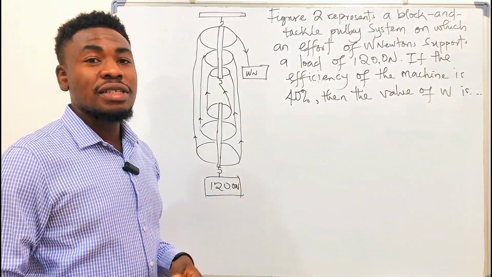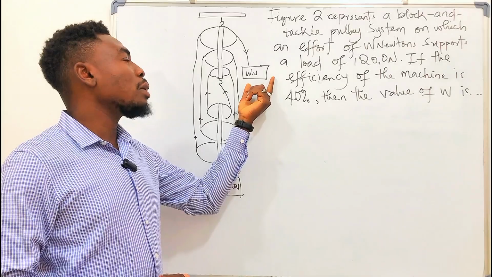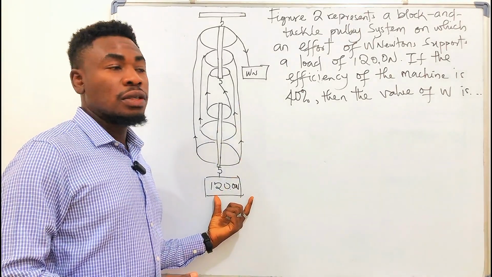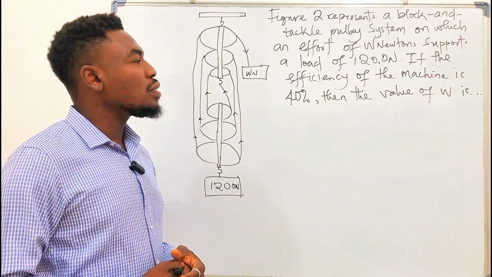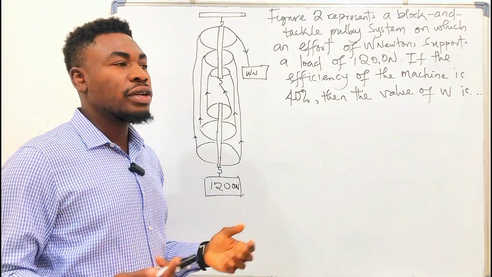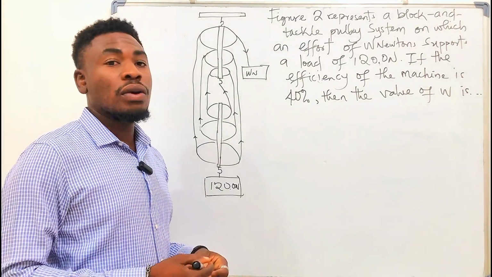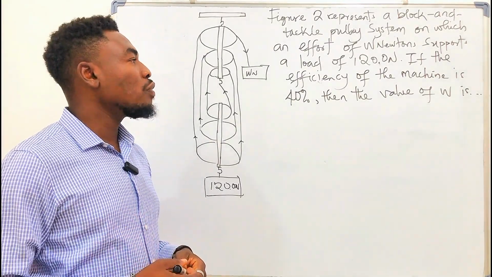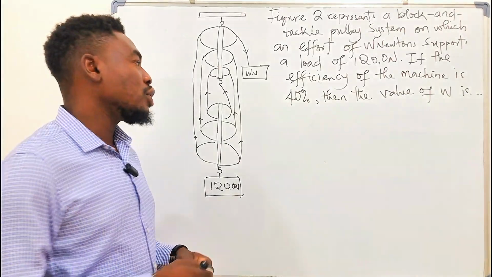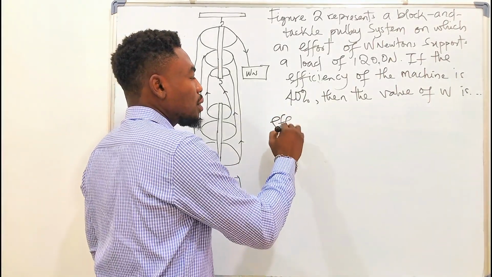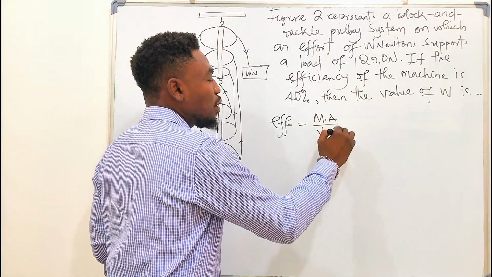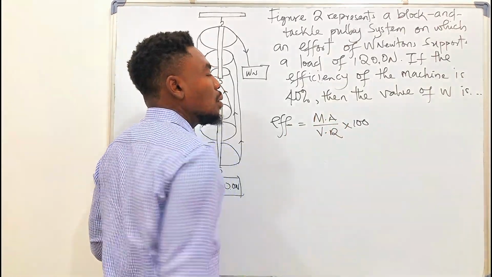Now the question is simply asking us to find how much effort we are going to apply here to lift this load. So what is the formula for finding the efficiency of a machine? This is what we need to recall. And for those of you who have been attending class, you should be able to recall the formula for efficiency. So efficiency in physics is equal to what? Mechanical advantage over velocity ratio multiplied by 100.